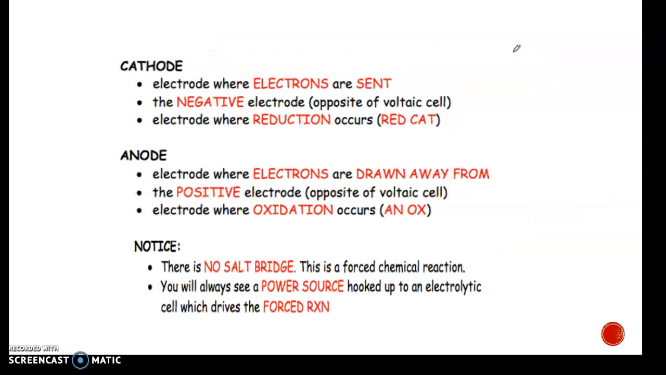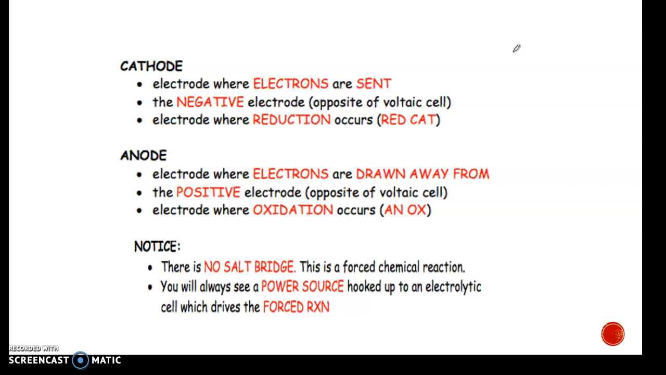So, like I said, there's two parts of the electrolytic cell, while in the voltaic cell we had three parts. So in the electrolytic cell, the cathode, like I said before, is where the electrons are being sent. So the cathode is gaining electrons. It is the negative electrode, and it's still where reduction takes place. So we're still following red cat. Anode is where the electrons are being taken from. It is the positive electrode, and it's where oxidation occurs.